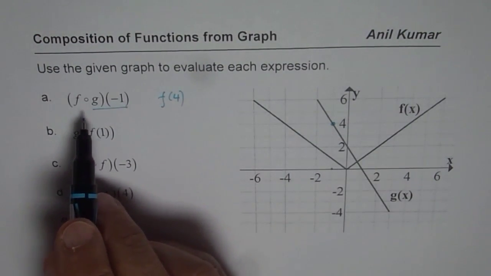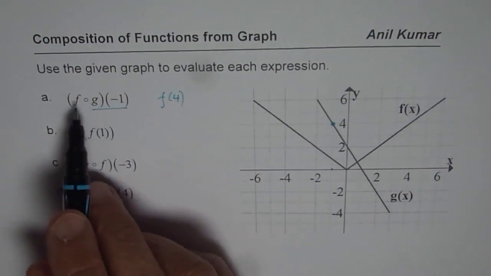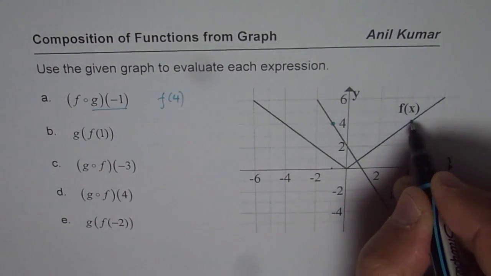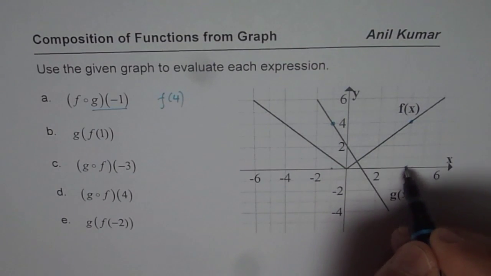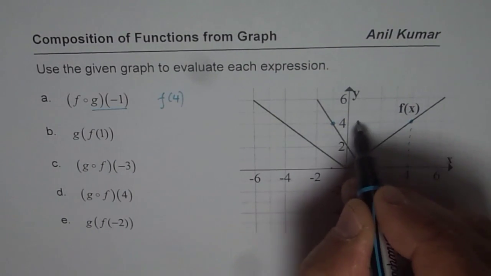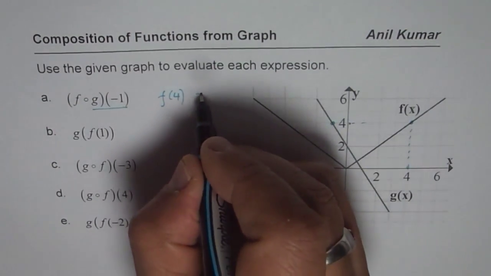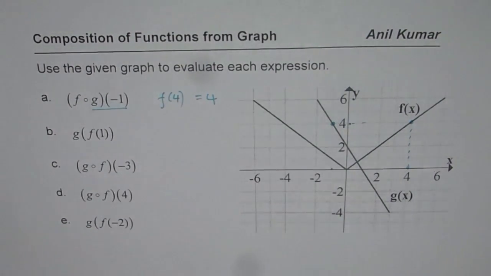Now at 4, we need to find the value for f of 4. So f of 4 is what? At 4, the value is this value. So at 4, we have to check the value, and that is 4 for us, right? So we have this value as 4. Do you understand how we calculate it? Correct. Let's do it once again.